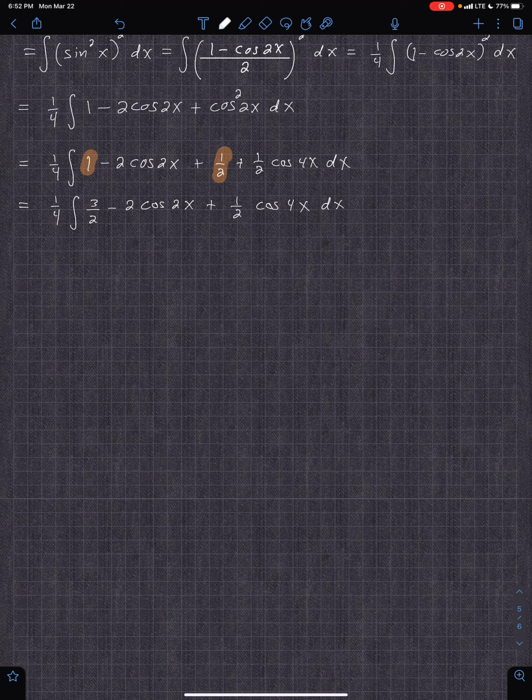So 3/2. Now we can integrate. This is equal to 1/4, and I just did the integration inside: that's 3/2 x minus sine 2x, because the integrating factor cancels the 2. And then plus, the integrating factor multiplies to give you 4 times 2 is 8, so it's 1/8 sine of 4x.